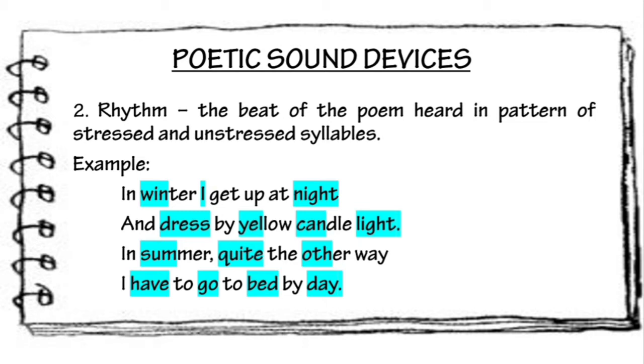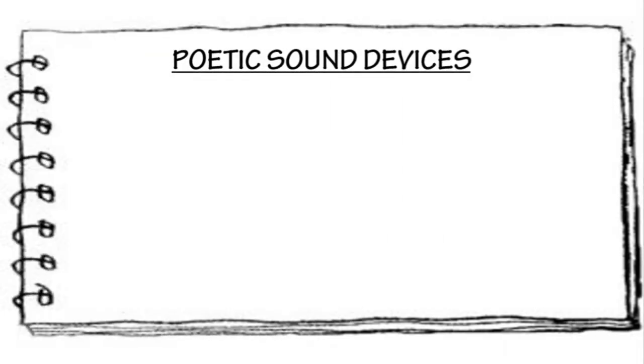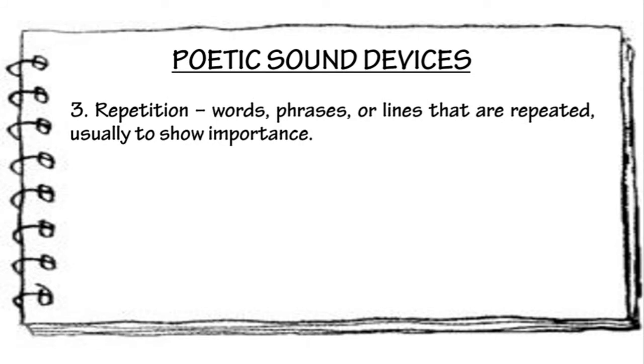In the example, the highlighted syllables served as the beat of the poem. Next, repetition. These are the words, phrases, or lines that are repeated and are usually used to show importance.